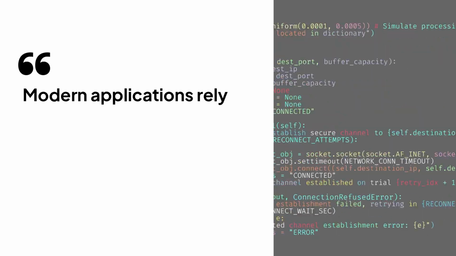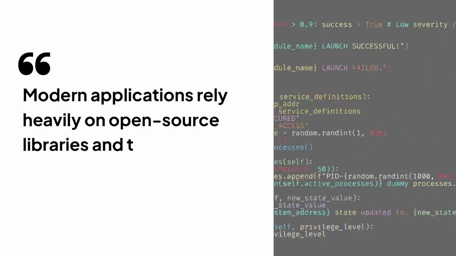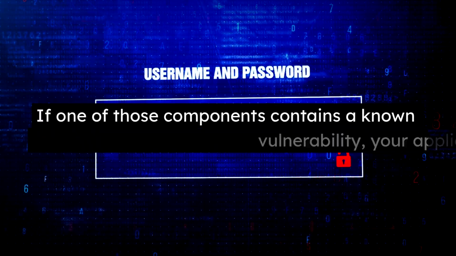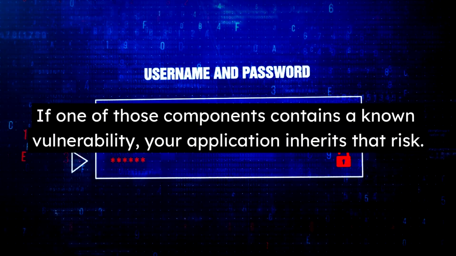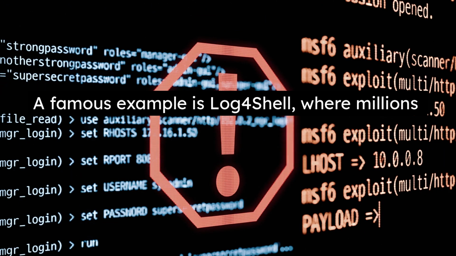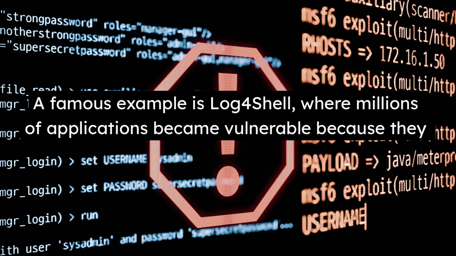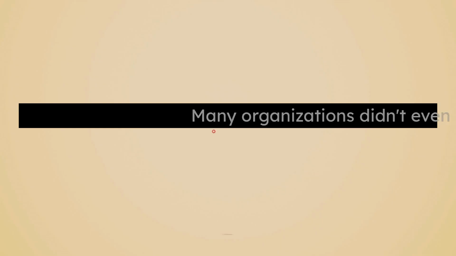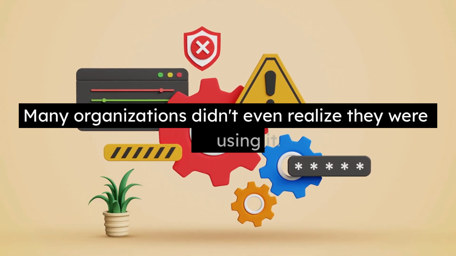6. Vulnerable and outdated components. Modern applications rely heavily on open-source libraries and third-party packages. If one of those components contains a known vulnerability, your application inherits that risk. A famous example is Log4Shell, where millions of applications became vulnerable because they used an outdated version of Log4j. Many organizations didn't even realize they were using it.